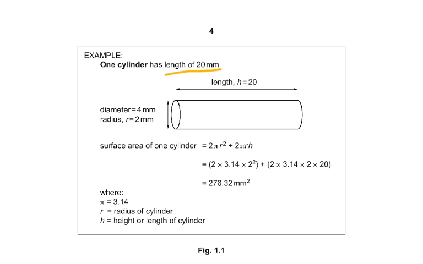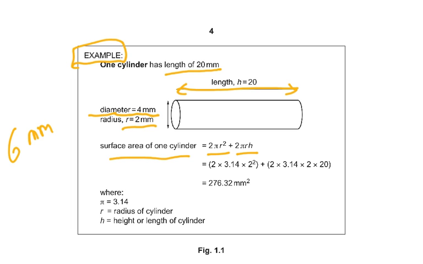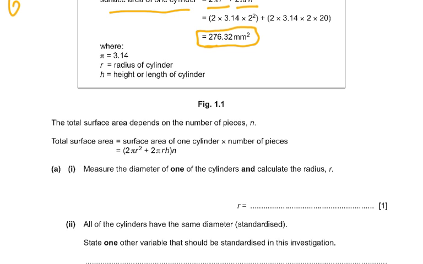One cylinder, length 20, and the diameter in this example is 4 millimeters. But in the actual case, we are saying it was 6 millimeters. This is an example only. You have to understand that. So the radius is 2 millimeters. Surface area of one cylinder is 2 pi r squared plus 2 pi r h, where h is the length. You did this and got this calculation. Pi is 3.14, r is the radius of the cylinder, and h is the length of the cylinder. From this example, you had to then calculate the total surface area, which depends on the number of pieces, n. So there was 1, then 2, and then 4, and then 10 pieces.